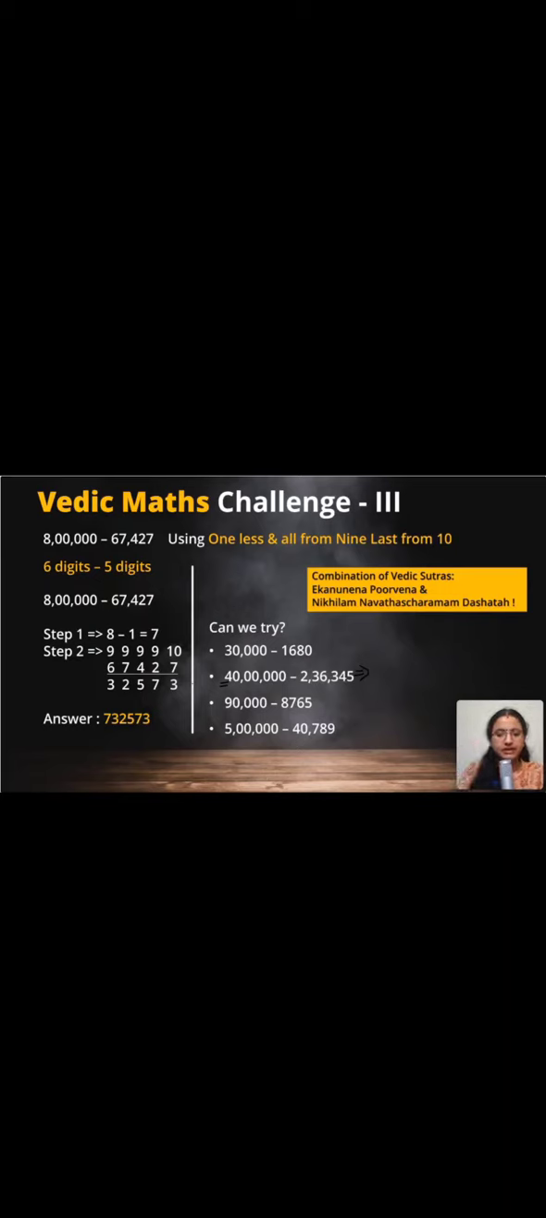We will do all from 9, last from 10, and 1 less. Ekan Nunena, 1 less than the one before. 4 minus 1, 3, and then 9 minus 2, 7, and then 9 minus 3 is 6, 9 minus 6 is 3, 9 minus 3 is 6 again, 9 minus 4 is 5, and 10 minus 5 is 5. So the answer is 3763655. Perfectly the right answer. You can check it with the answer which is displayed on the screen. Perfectly right answers.